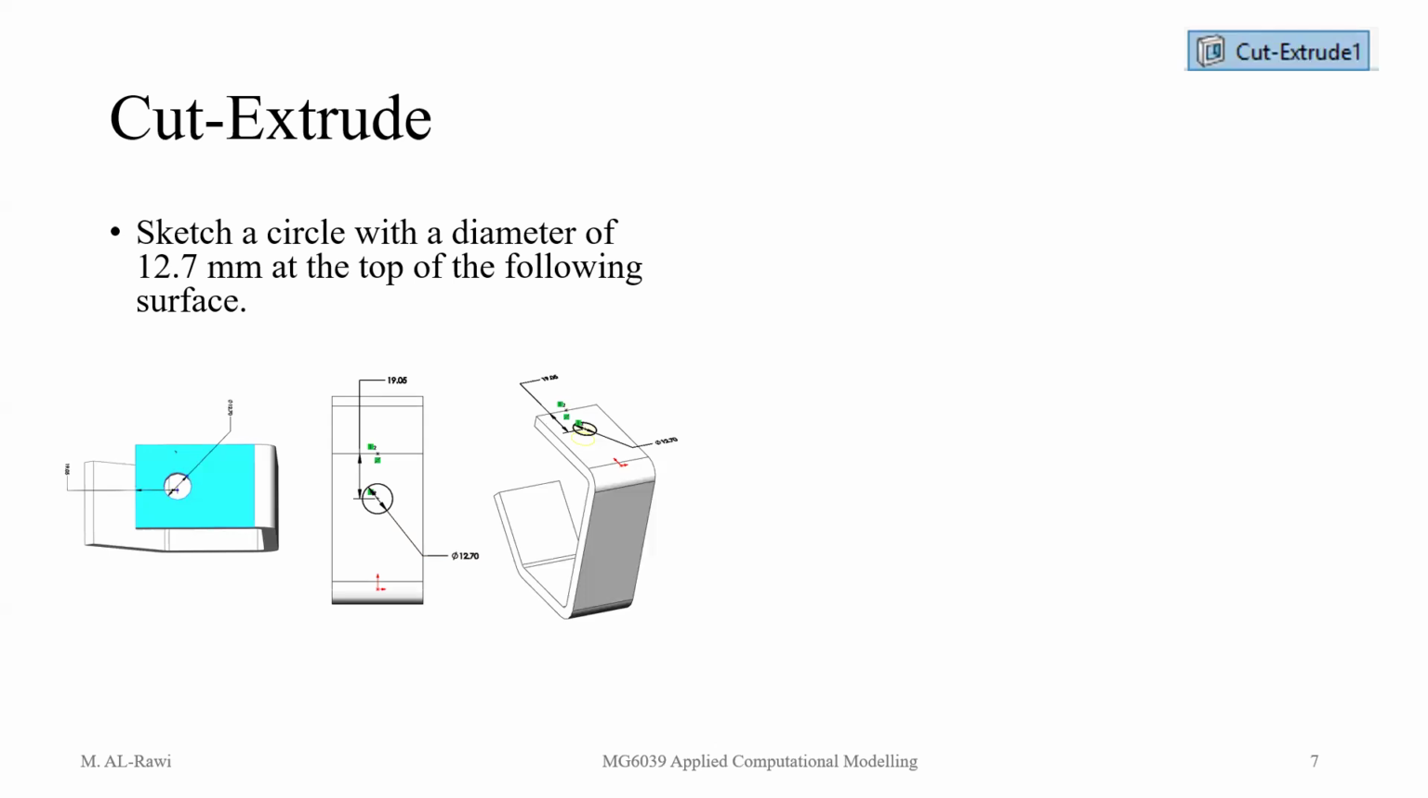Smart dimension. Select the circle. Give that value of 12.7. Click OK. Now the distance, give another from the center. So choose the center to that edge. Move in the side. Give that distance of 19.05. Good. You got the first circle done.